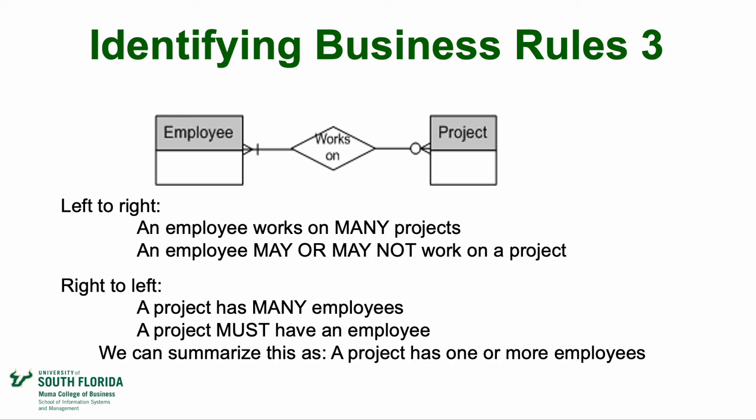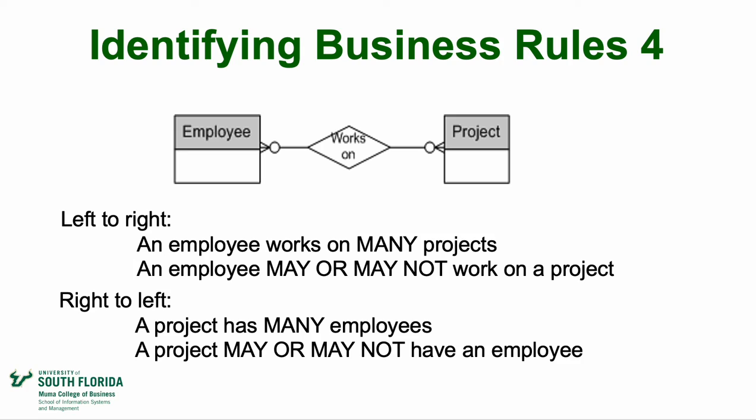Reading from left to right, in this example, we derive the business rules: an employee works on many projects. An employee may or may not work on any project. Reading from right to left, we derive the following two business rules. A project has many employees. A project must have an employee. And we can, of course, summarize this as a project has one or more employees.